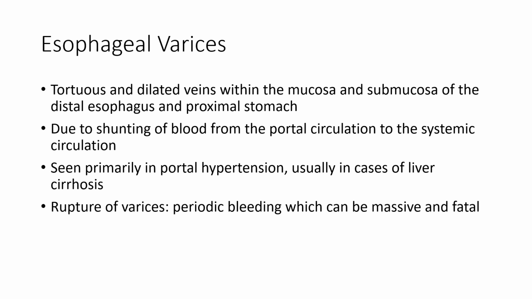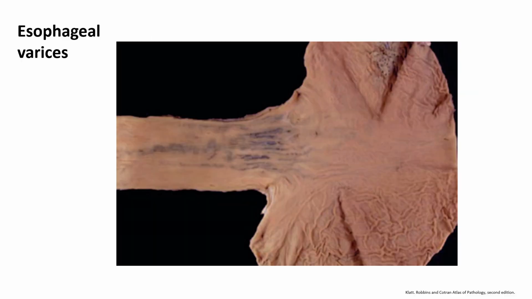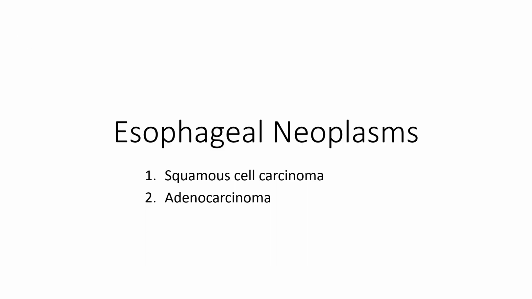Portal hypertension usually occurs when there is liver cirrhosis, which means advanced fibrosis of the liver. Esophageal varices may rupture, and this can lead to bleeding, and this bleeding can be massive and sometimes fatal. This picture shows esophageal varices where there are dilated purplish veins located in the distal esophagus and at the gastroesophageal junction. These varices, as we said, can be a source of bleeding and hematemesis.